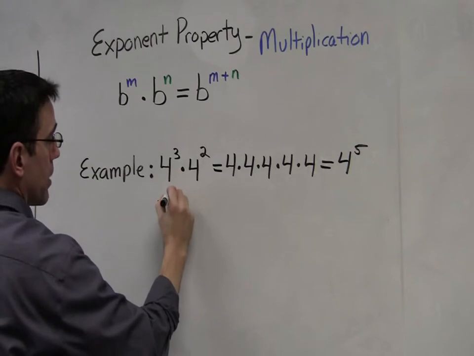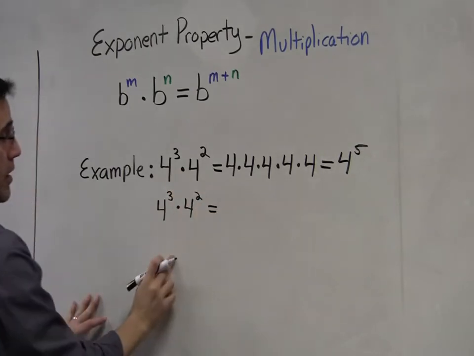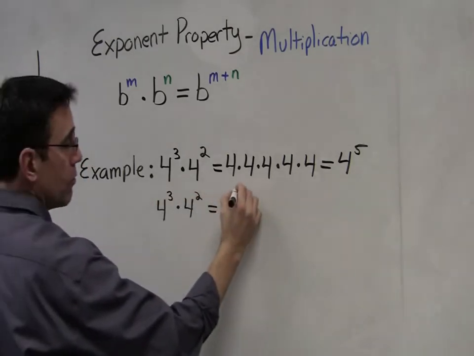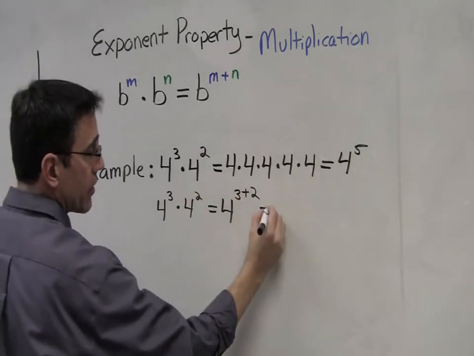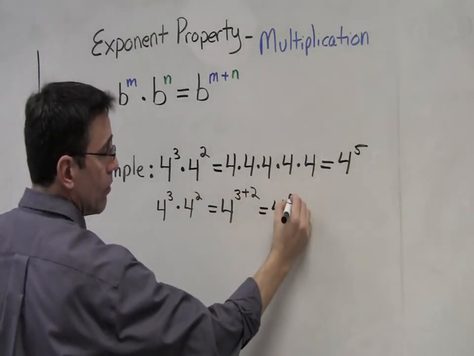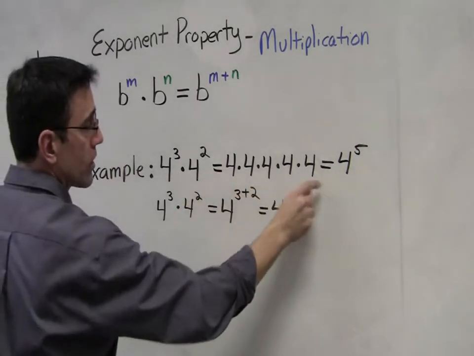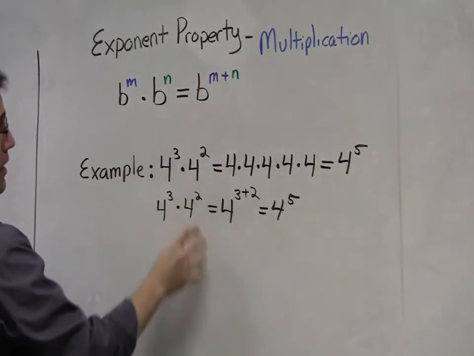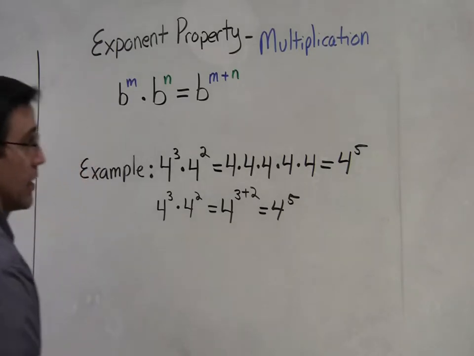So using the property, I take 4 to the third times 4 squared. Now I take 4, and I'm going to add these two exponents. So 4 to the third plus the 2 from here, I get 4 to the fifth. So I get the same answer. One is what's called expanded form, and the other one uses the property for multiplying exponents. So let me run through a couple different examples for you.